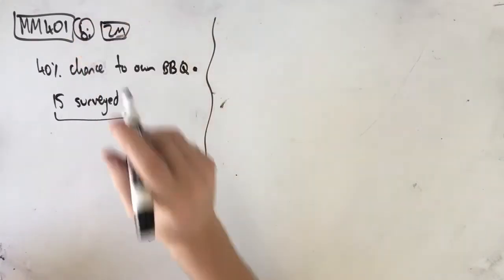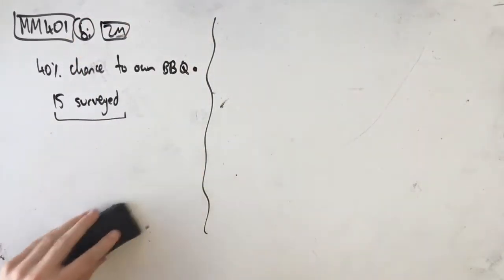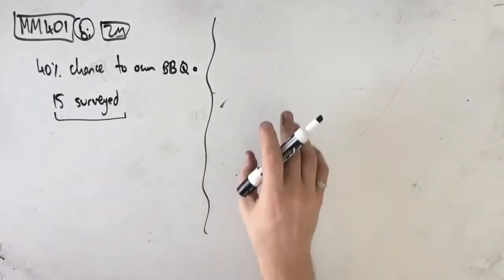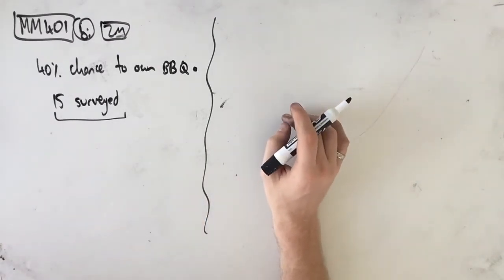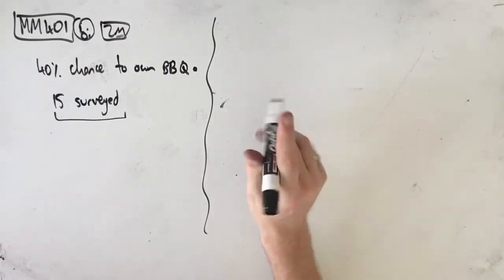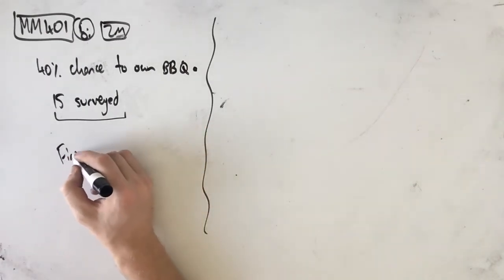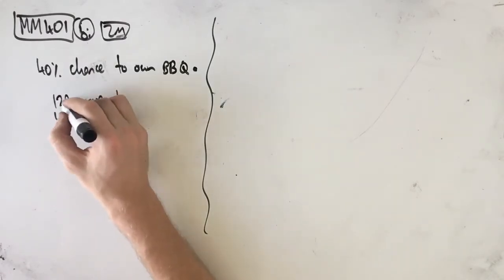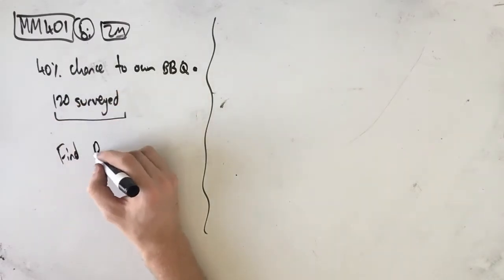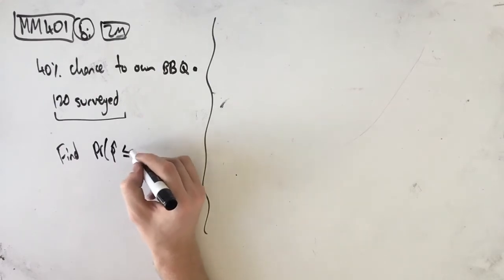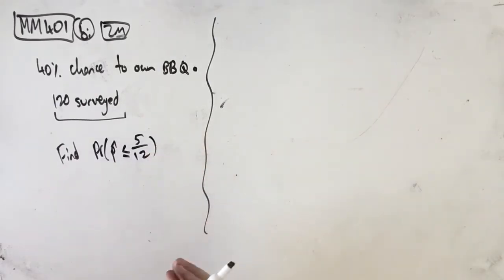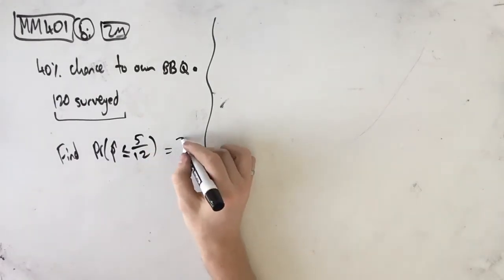Alrighty, awesome. So in a larger survey of 120 people, p hat is the random variable of the distribution of sample proportions of households that own a barbecue. We need to find the probability that p hat is less than or equal to 5/12, with 120 surveyed, correct to 4 decimal places.